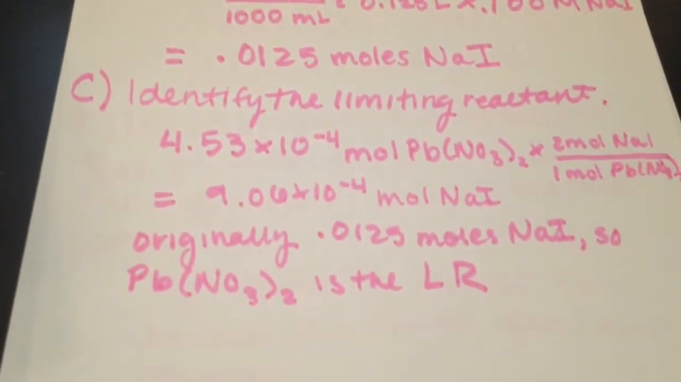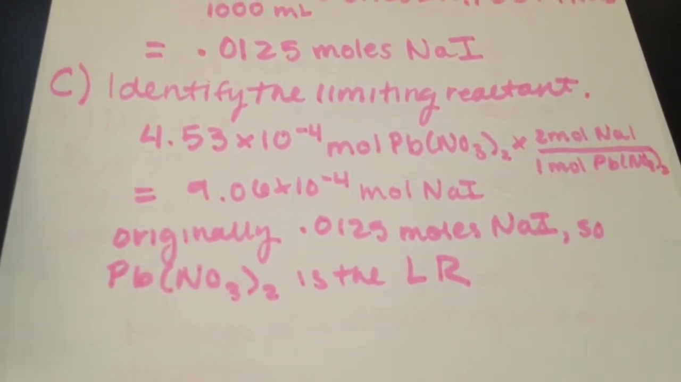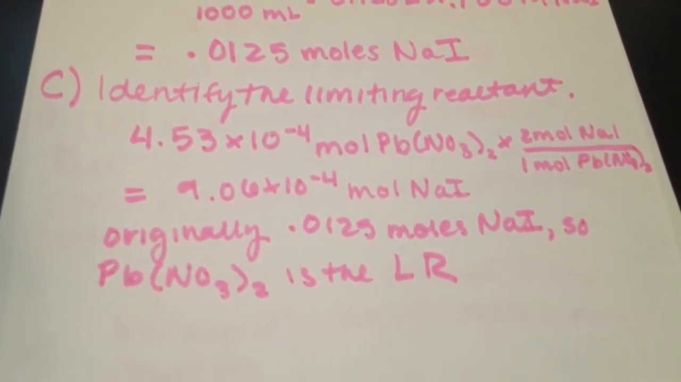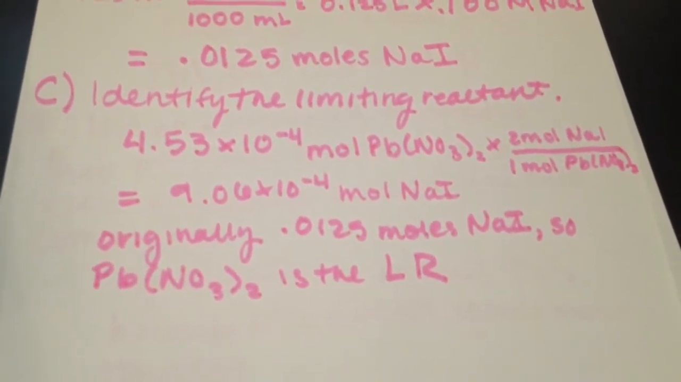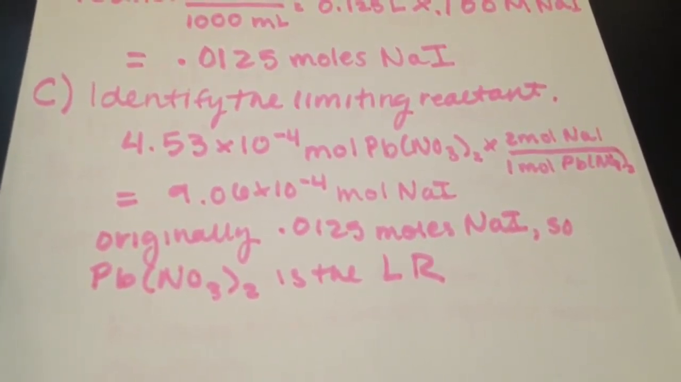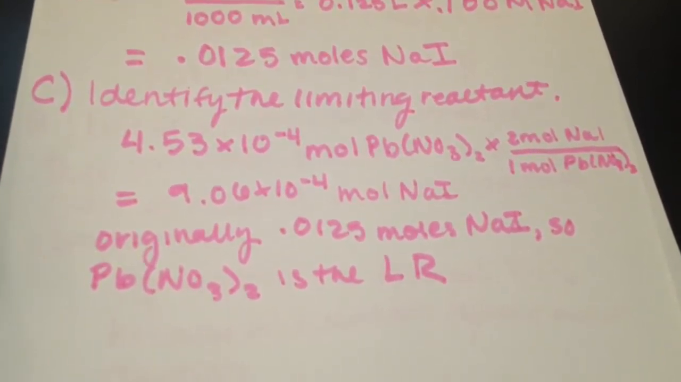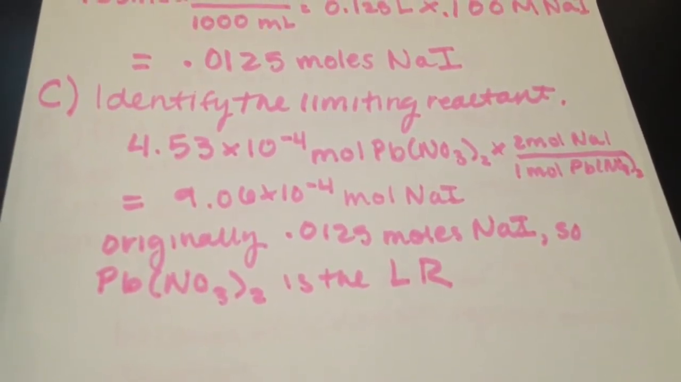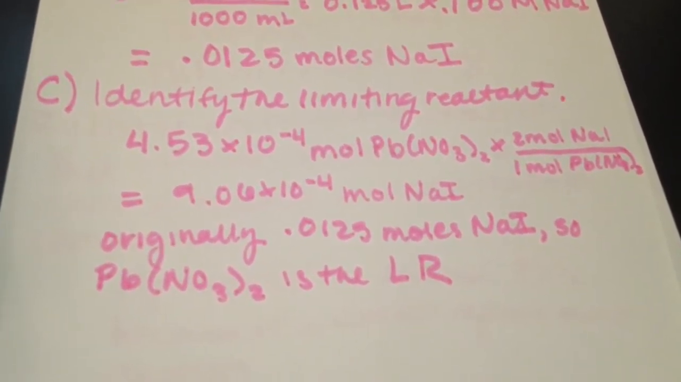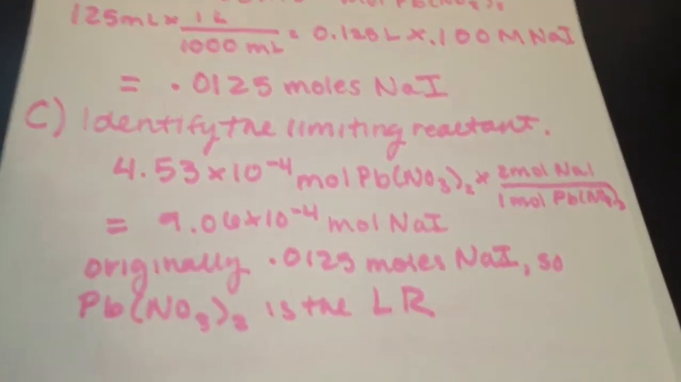Part C, we have to identify the limiting reactant. So what I did to find this was use a mole ratio to find out how much NaI would be required if 4.35 times 10 to the negative 4 moles of Pb(NO3)2 was present, and I got that there would be less moles of NaI. So since there were originally more moles of NaI, Pb(NO3)2 is the limiting reactant.